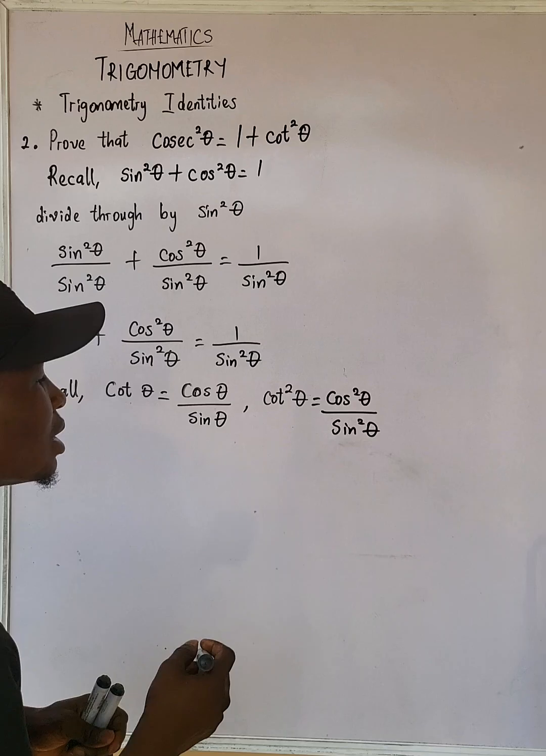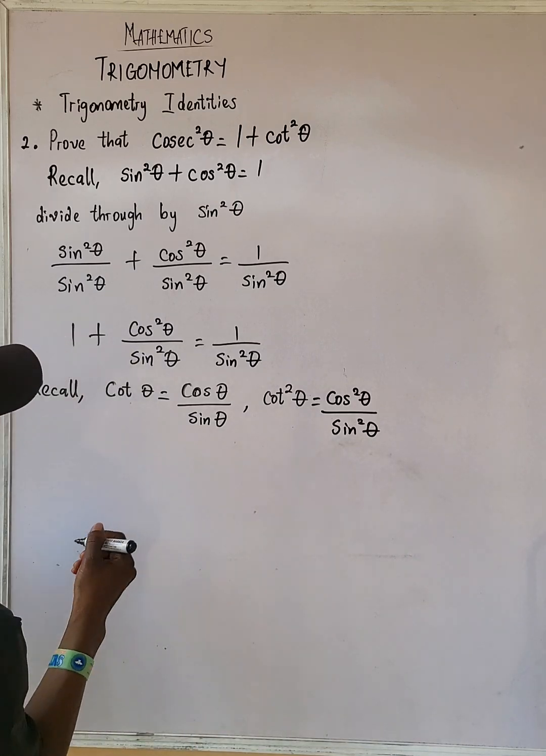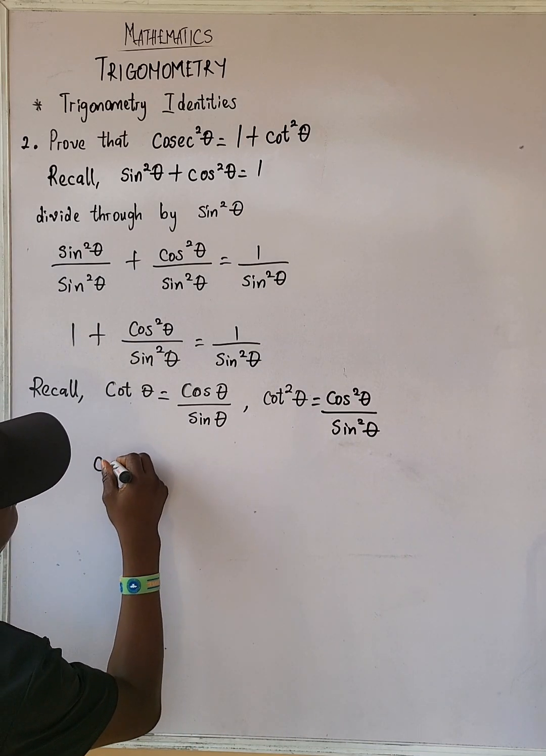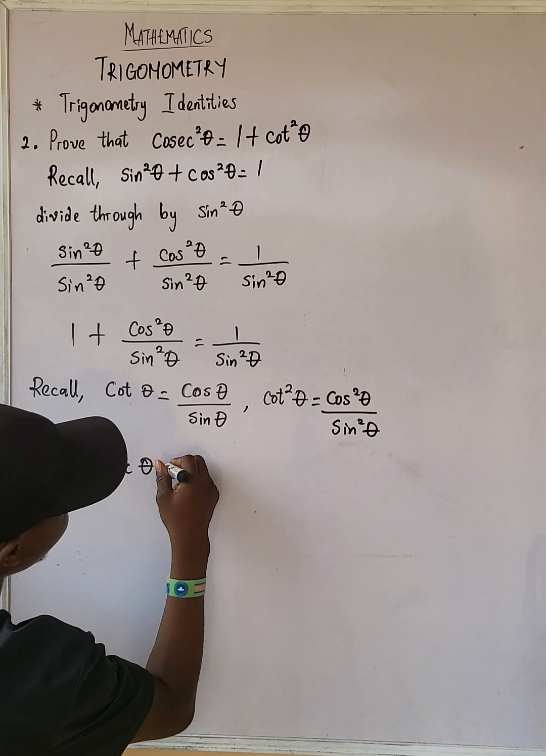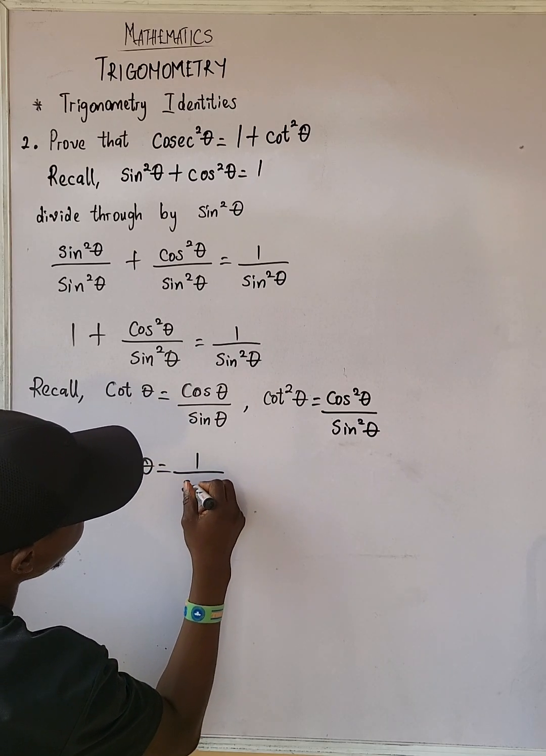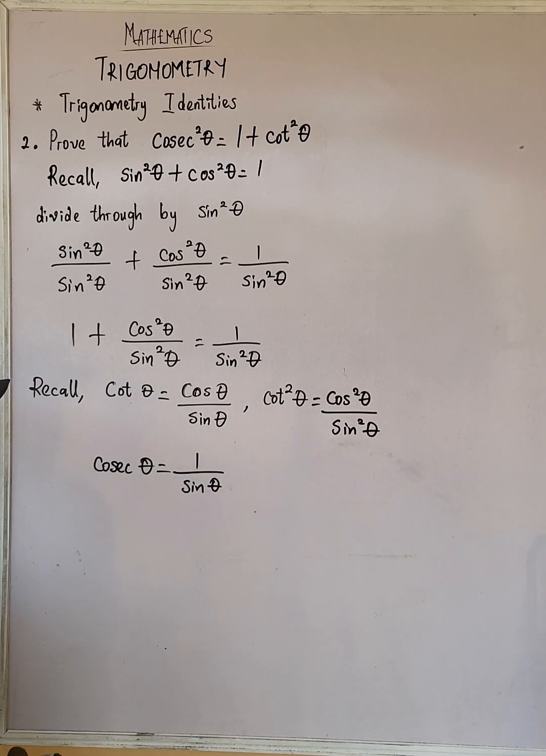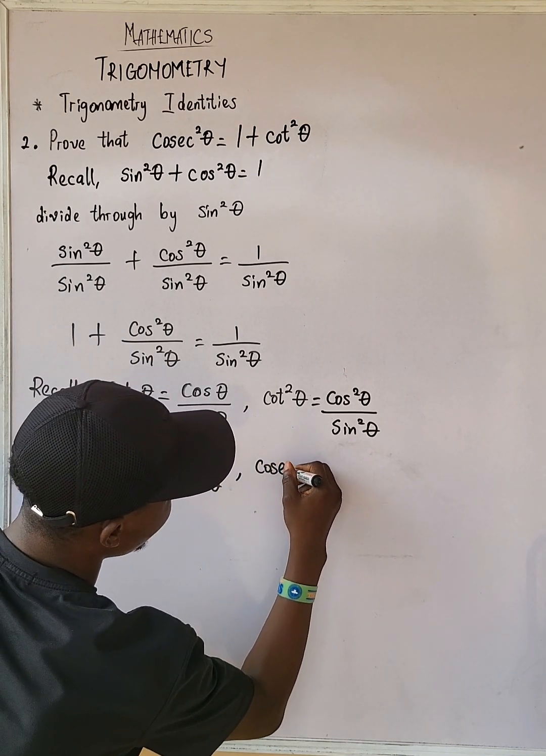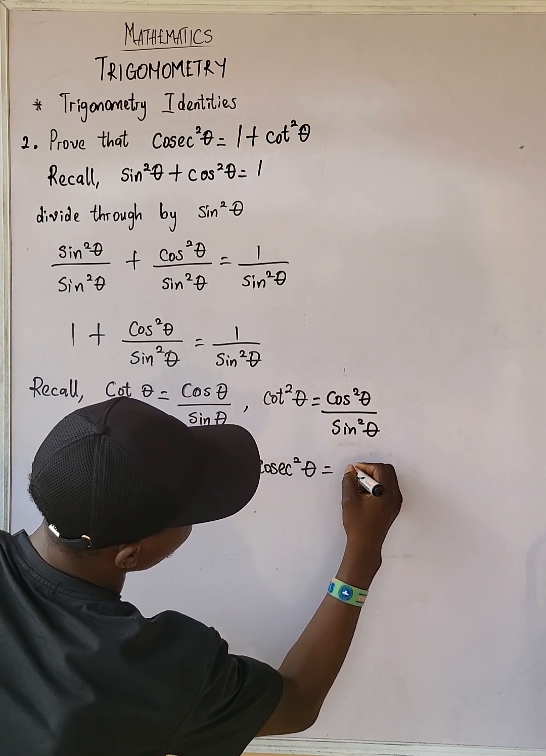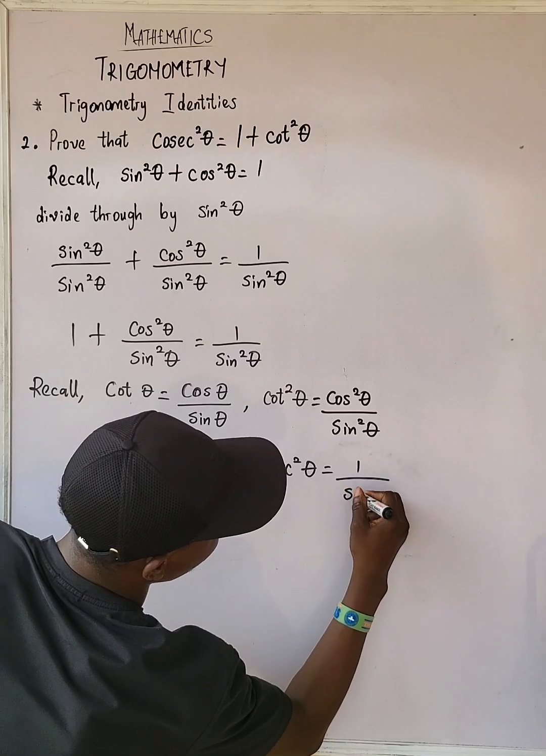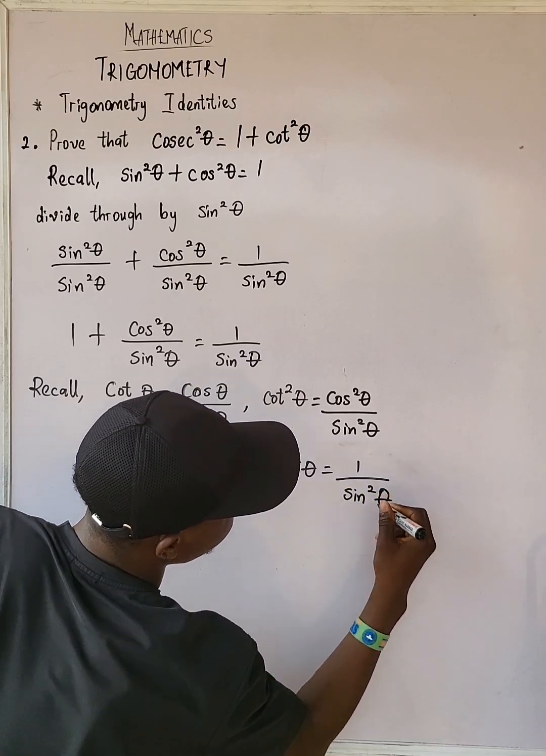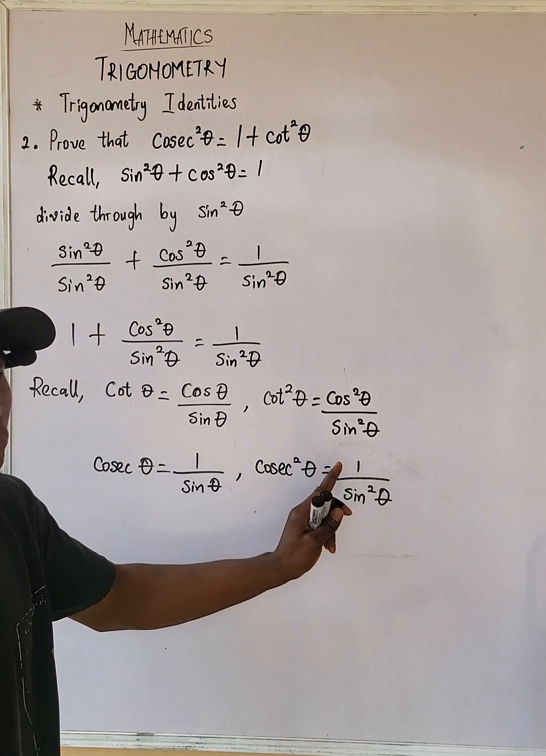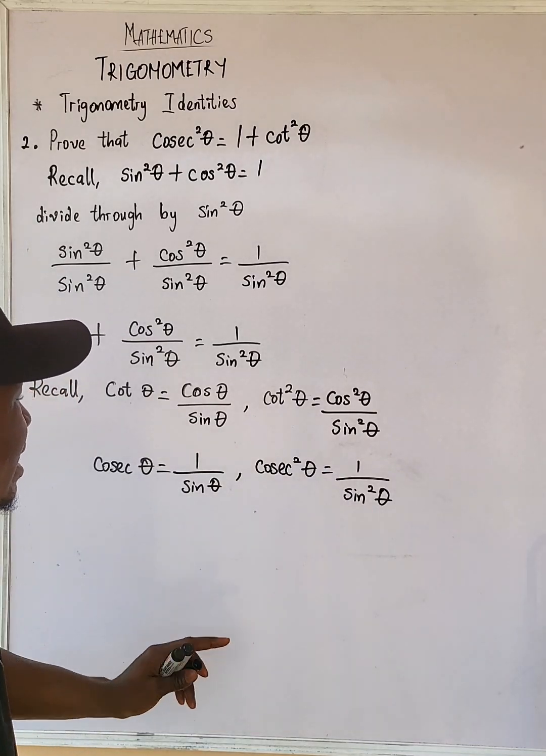Now let's go again. You have to recall another thing. Another way to write cosec theta is 1 over sin theta. Meaning if I have cosec square theta, another way to write it will be 1 over sin square theta. You understand? 1 square is still 1, so that will be 1 over sin square theta.